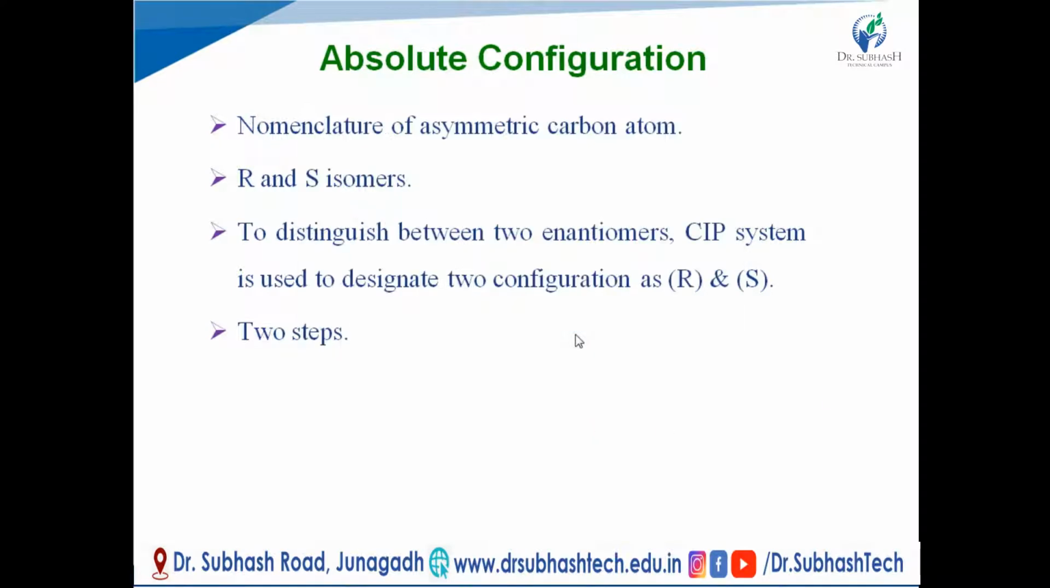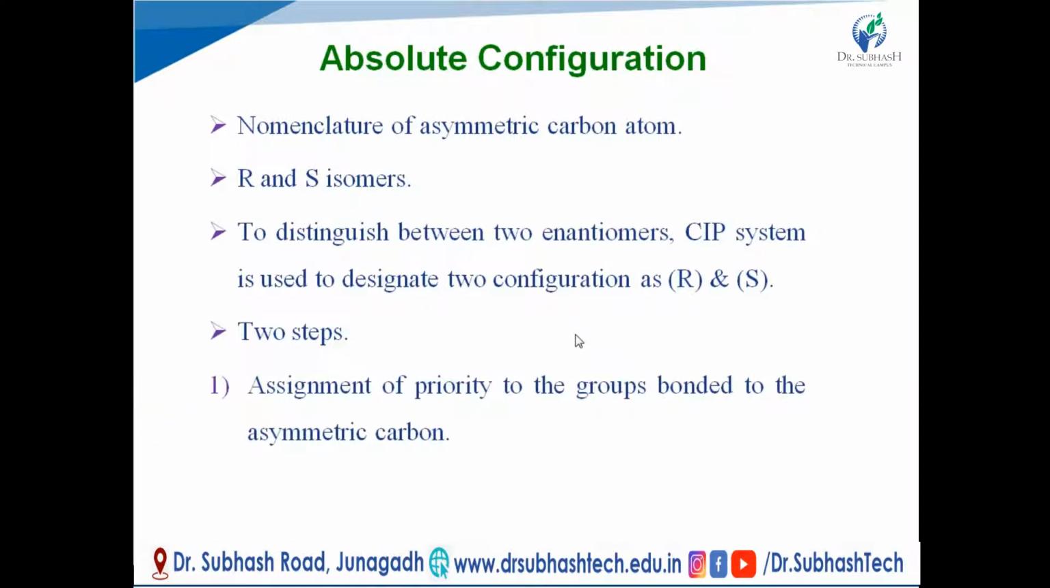In this type of configuration, the different groups attached to the chiral center or asymmetric carbon are considered. To distinguish between two enantiomers, the CIP system, that is the Cahn-Ingold-Prelog system, is used to designate two configurations as R or S isomer. Two steps are involved to assign the chiral center as R or S, or the enantiomer as R isomer or S isomer.